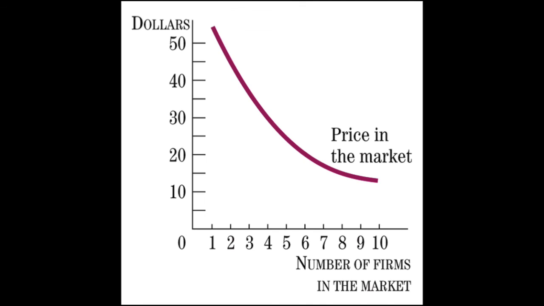As the number of firms in the market increases, the market becomes more competitive, and the price that each firm charges for the good decreases and moves toward the cost of production. This figure illustrates the relationship between the price and the number of firms.